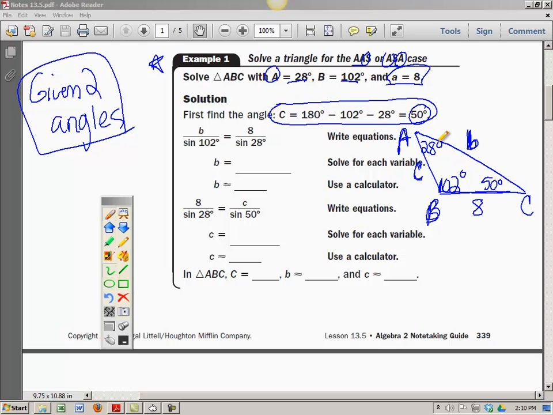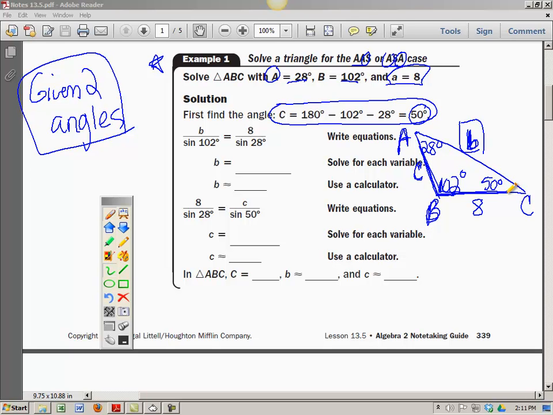Let's first start by finding side B. Side B happens to be the longest side in this triangle, and I know it is because it's opposite the biggest angle. Obviously the side opposite the largest angle is going to be the largest side. Again, if that proportion is true, the side opposite the largest angle is always going to be the largest side.